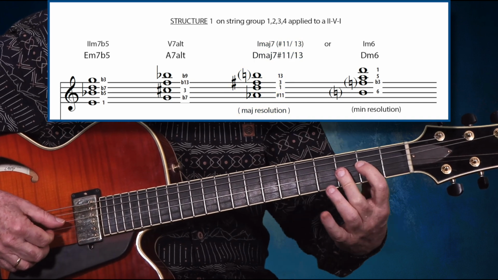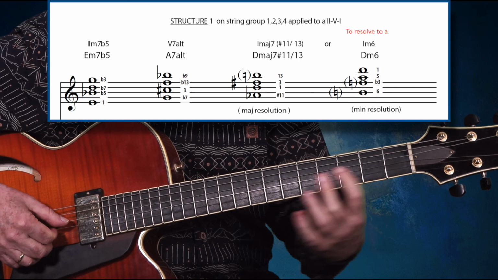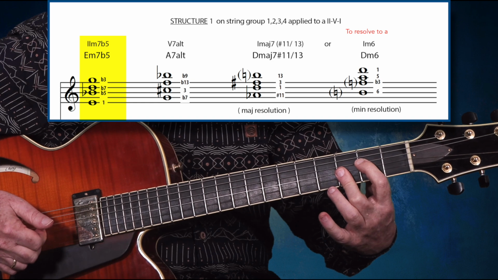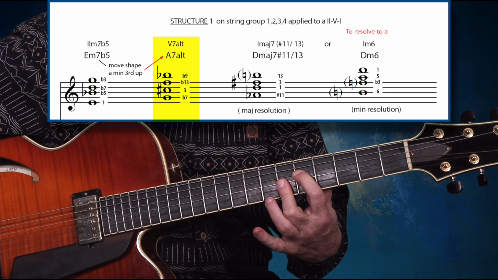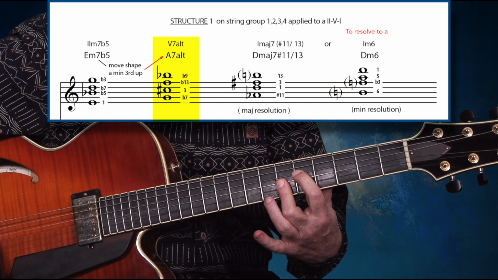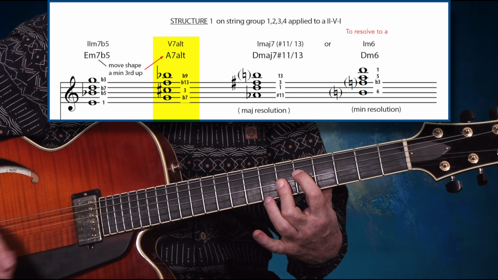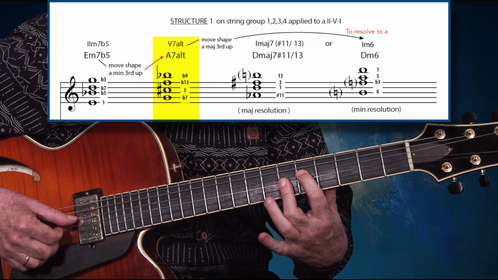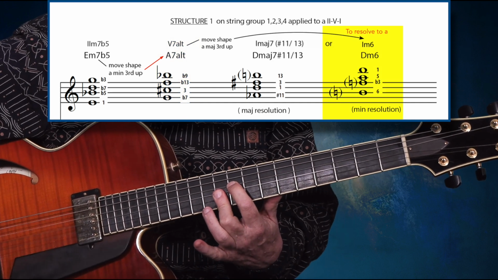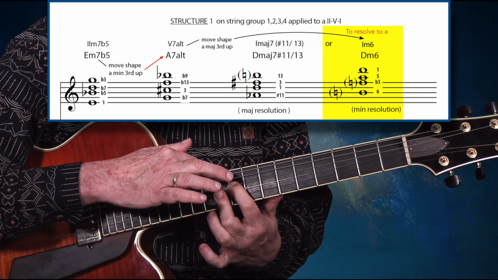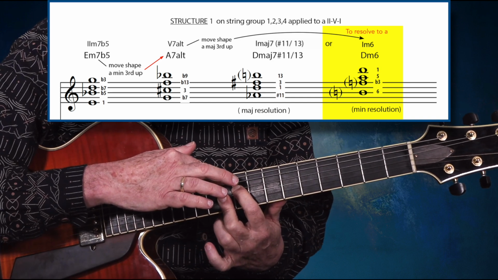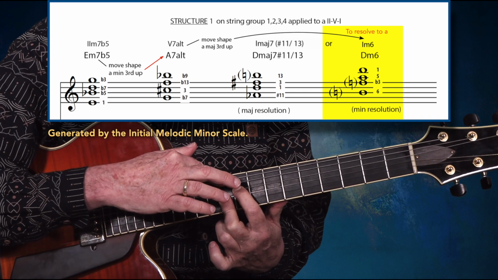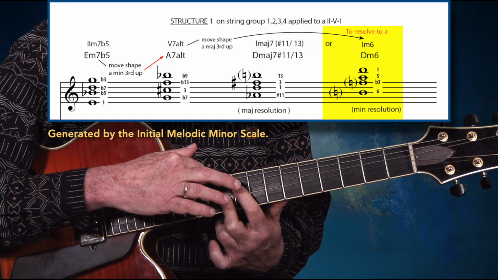Now let's look at it resolving to minor. The first two chords, the 2-5. Starting here, we go up a minor third. And now to resolve to a minor 1 chord, we want to take the shape and bring it up a major third. And so we end up with a D minor 6 chord. And this is just taken straight from the melodic minor, from the original mode.